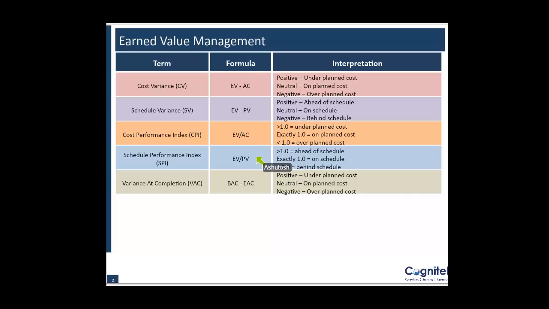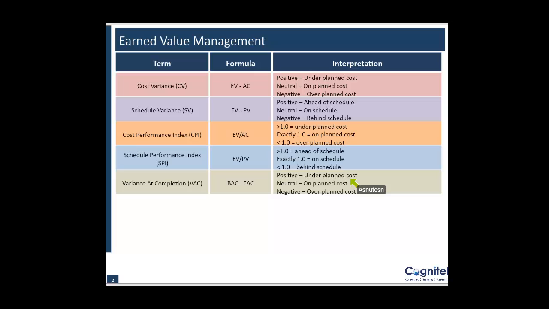And if I use a division sign instead of minus for schedule variance, I get the schedule performance index, which is EV upon PV. Greater than 1 means ahead of schedule, less than 1 means behind schedule. Exactly 1 means I am on track.